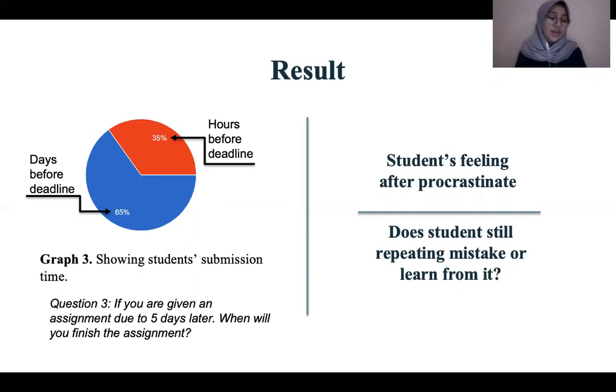And for the fourth question is that how do you feel after you procrastinate? So most of the students express that they feel sorry and disappointed by themselves because they feel panic and tired, stressed, anxious, and depressed because they have to complete their assignment in a rush. And last one is that, do you repeat mistakes or learn from them? So most of the students said that they still repeat their mistake, although they have tried to learn from them, because their laziness are still dominating their intentions.